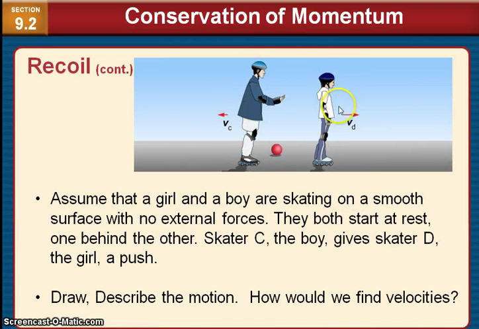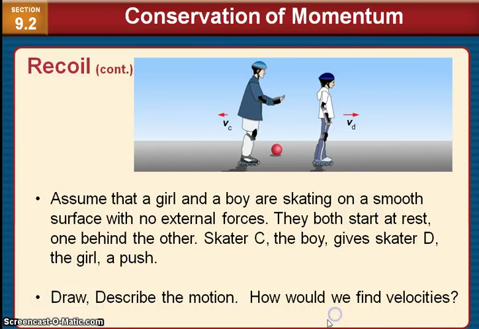All right, think about this picture here. We have two people on ice skates, and they're on a smooth surface. They're starting at rest, so they're both stopped, one behind the other. This person, skater C, gives skater D a push. You can get out the little pink carts over there on the shelf and try it if you want. What's going to happen? Well, if you look at the picture, C is going to go one way and D is going to go the other. Could we figure out their velocities? Yeah, but what do we need to know?